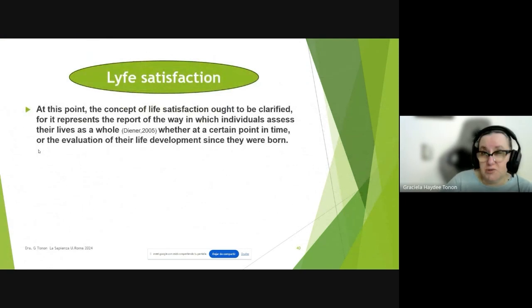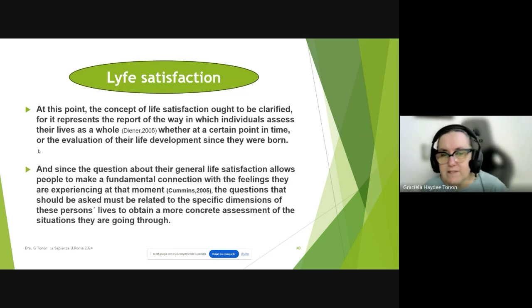Another important concept is the concept of life satisfaction. At this point, the concept of life satisfaction ought to be clarified, for it represents a report of the way in which individuals assess their lives as a whole, whether at a certain point in time or the evaluation of their life development since they were born, since childhood. And since the question about their general life satisfaction allows people to make a fundamental connection with the feelings they are experiencing at the moment, the questions that should be asked must be related to the specific dimensions of this person's life to obtain a more concrete assessment of the situations they are going through. So, two different concepts: well-being, whether personal or community well-being, and a little concept inside, life satisfaction.